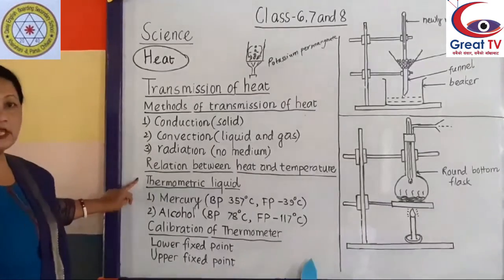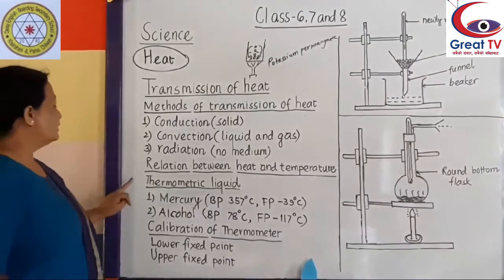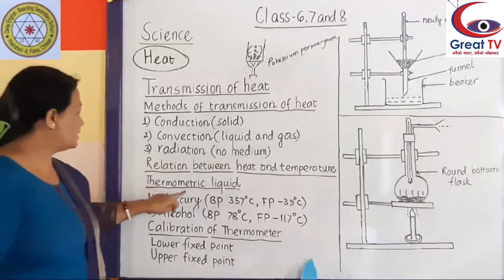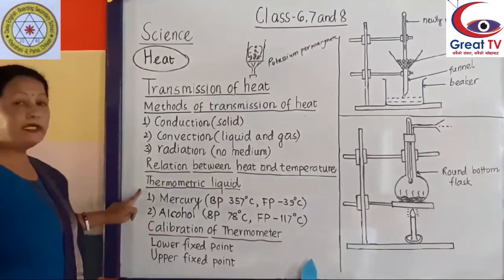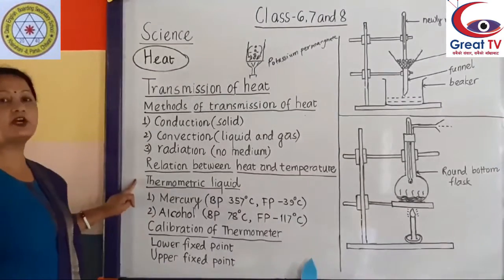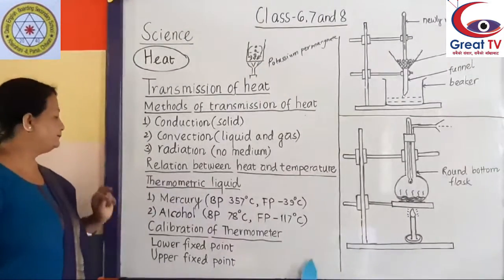Now, the next topic is thermometric liquid. The liquid which is used in a thermometer is called thermometric liquid. Mercury and alcohol are used in thermometers as thermometric liquids.